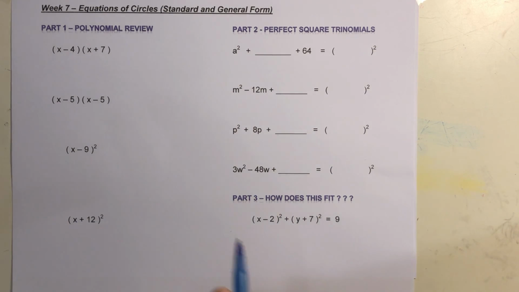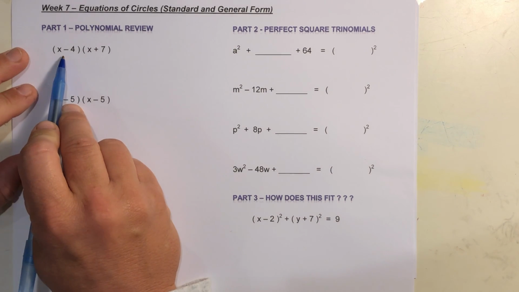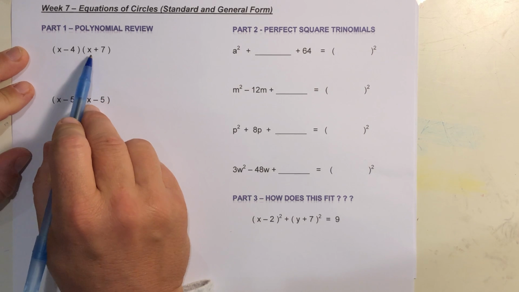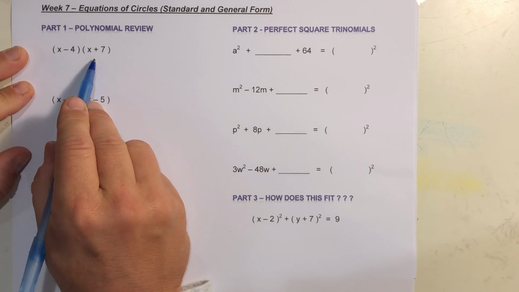So basically, I just wanted to go back to some things that I think should be familiar for you, all right? Right now we have what we call polynomials. These are in factored forms. Here's one factor, here's another factor.